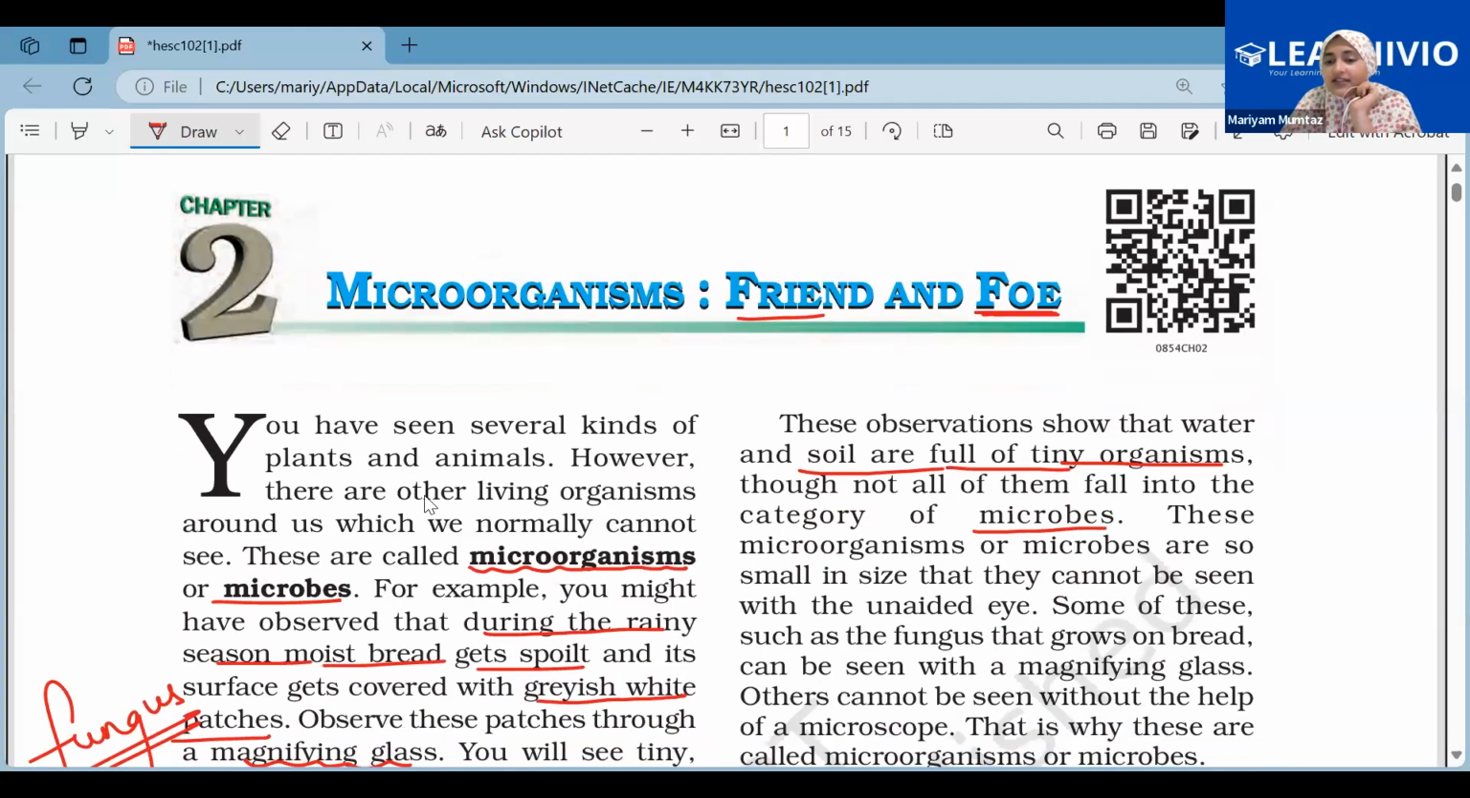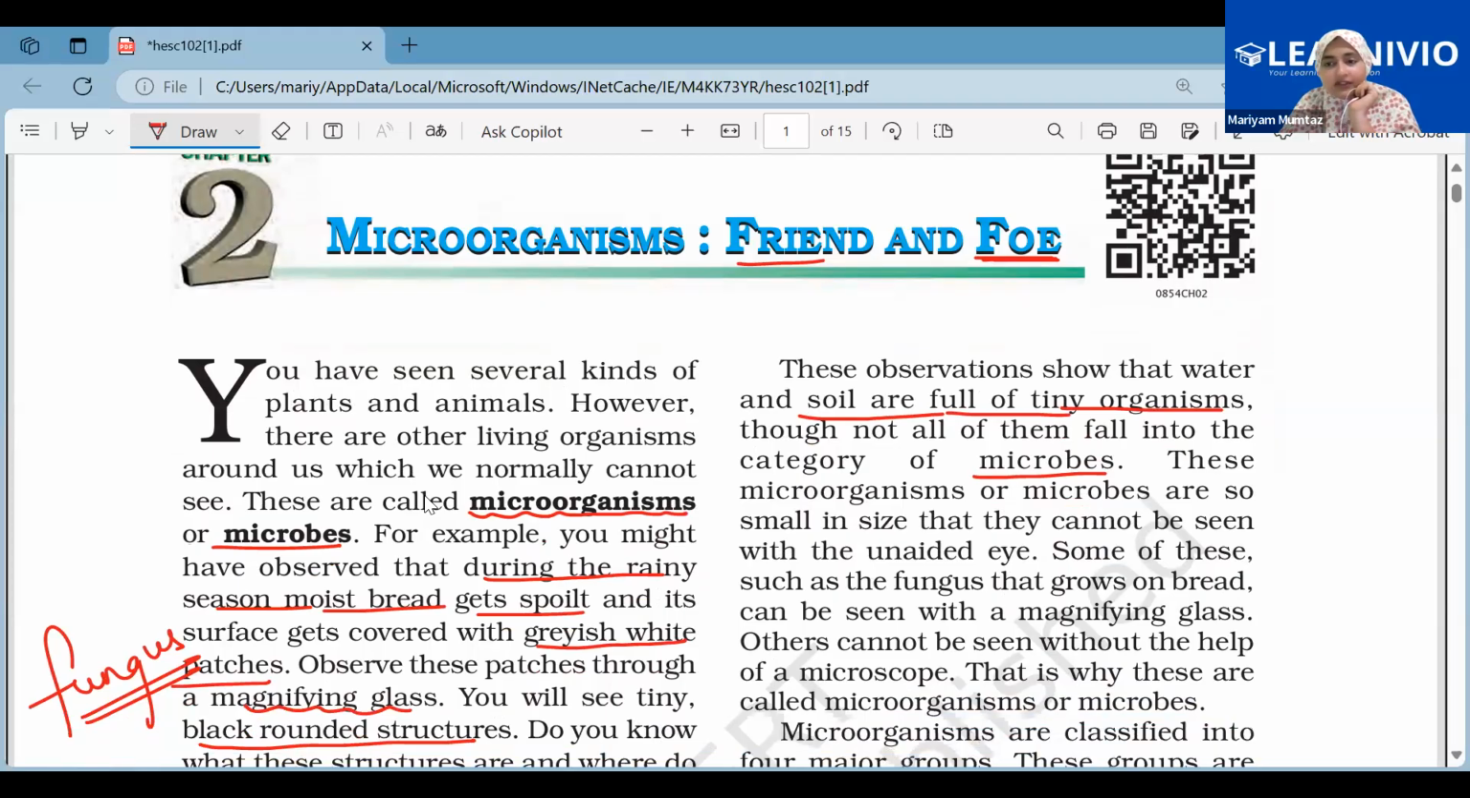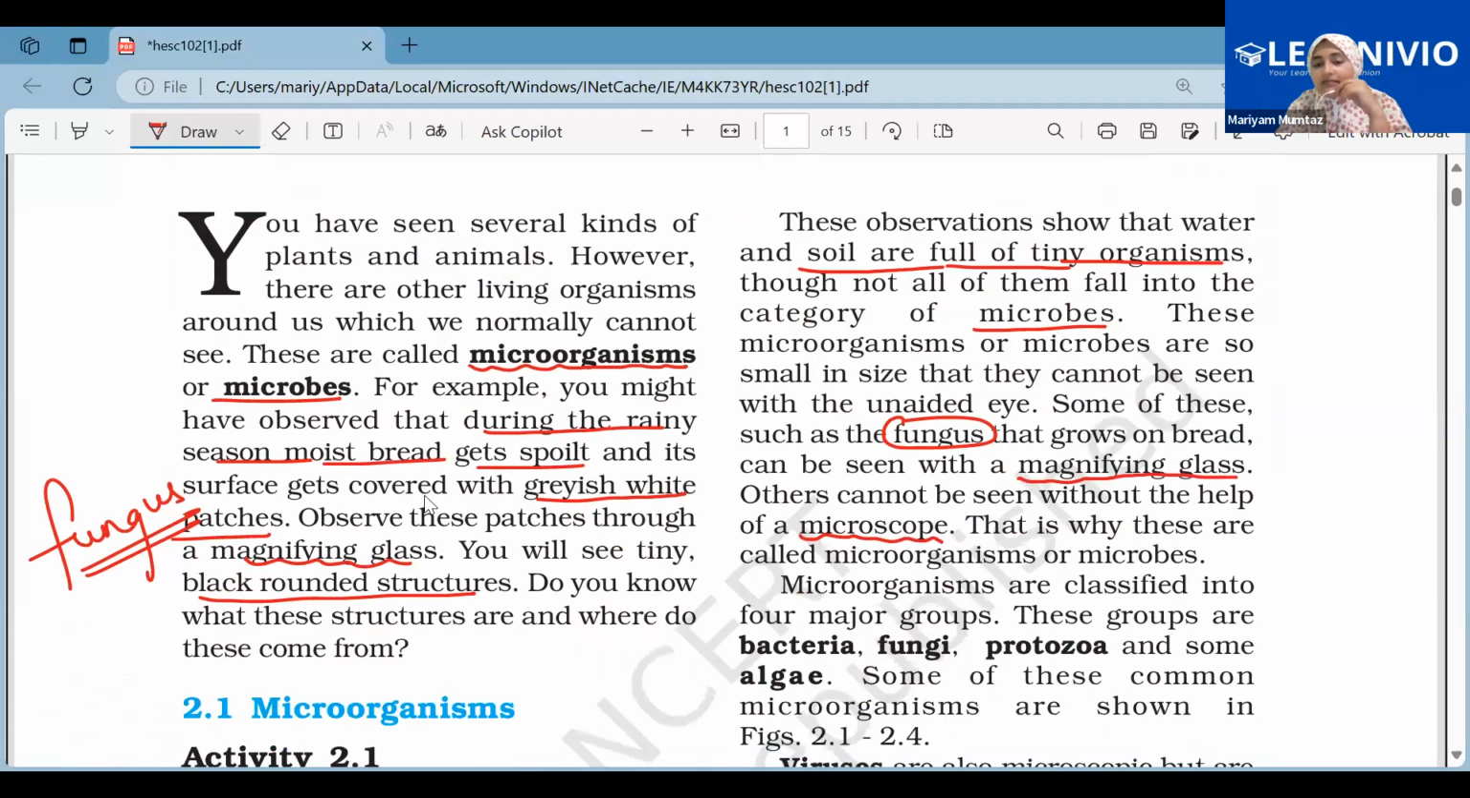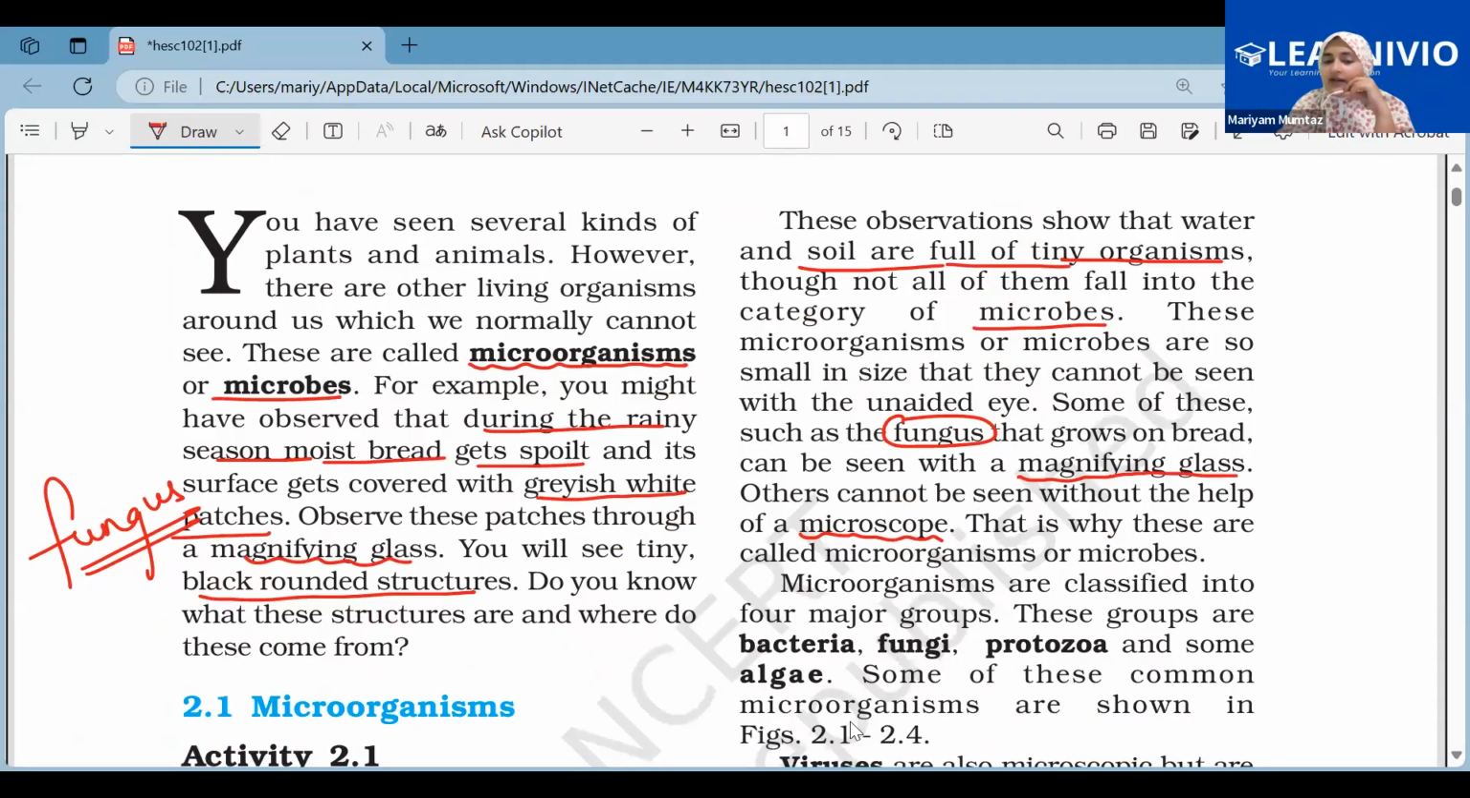The microorganisms or microbes are so small in size that you cannot see them with your normal eyes. But some you can see with the help of a magnifying glass because they are a little bigger in size, like the fungus. So for fungus, you can use a magnifying glass, but the other ones you have to see with a microscope. And that is why we call them microorganisms. Any doubts up until now?